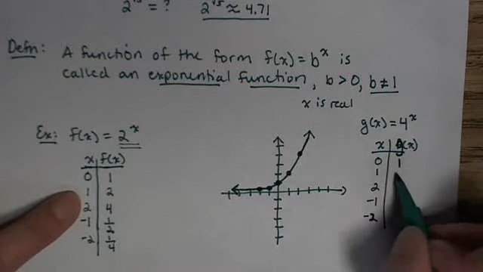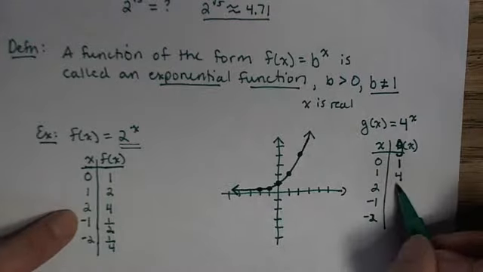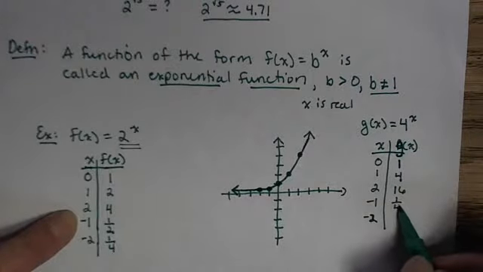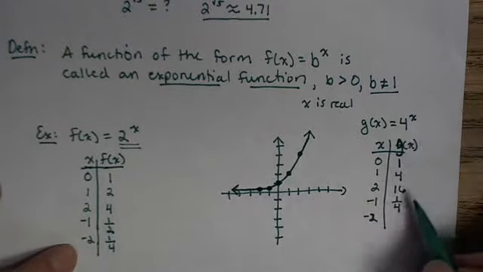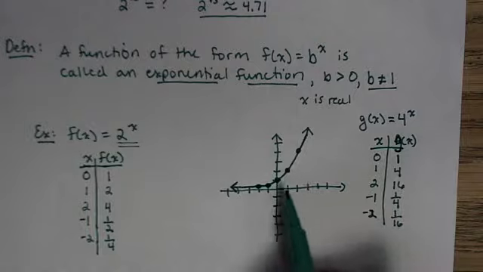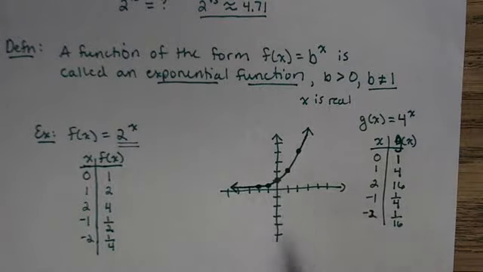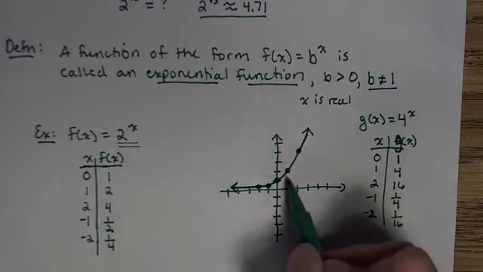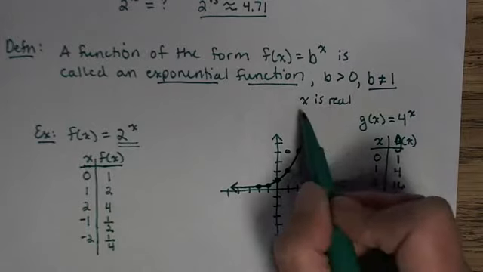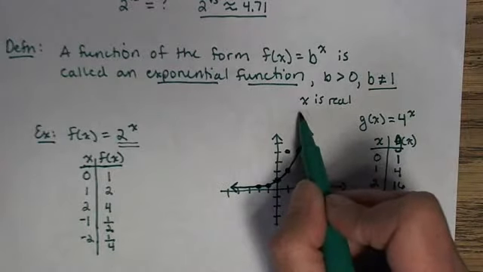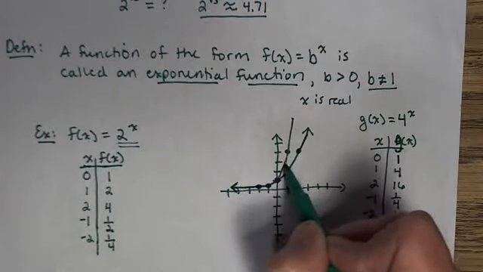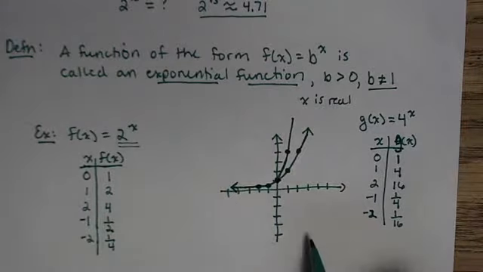If I plug in 1, I get 4. If I plug in 2, 4 squared is 16. If I plug in negative 1, I get 1/4. If I plug in a negative 2, wow, that's 1/16. So you'll notice that when we go to plot these, 0, 1 is the same place the last graph was at. 1/4 is actually going to go up a little bit more quickly here. 2, 16 is like way up off of my graph here somewhere. So this graph is coming down much steeper than the 2 to the x graph did.